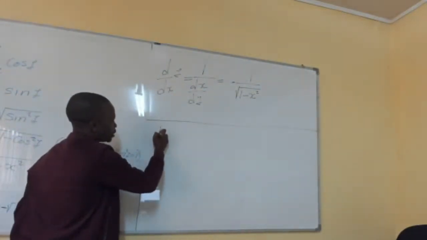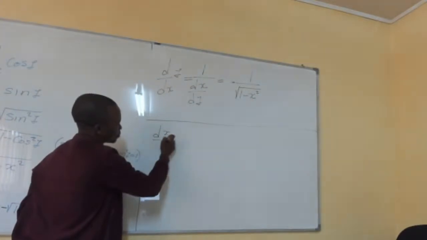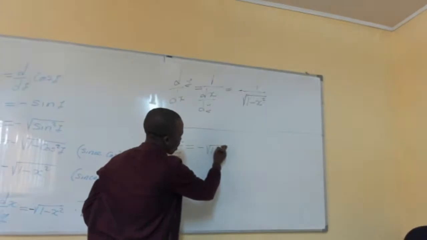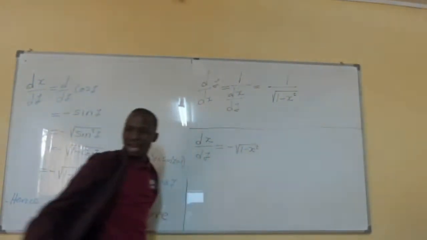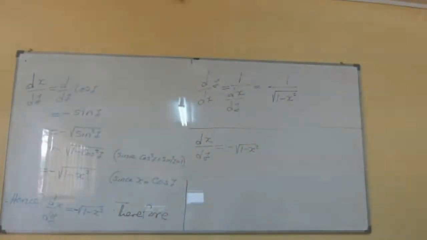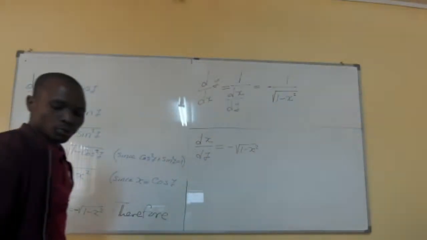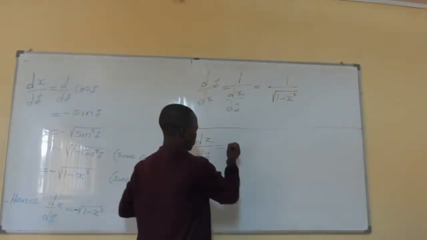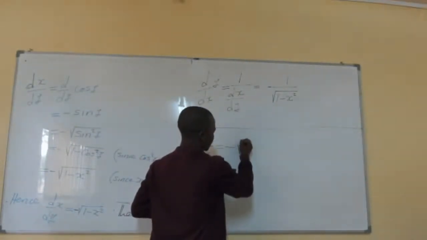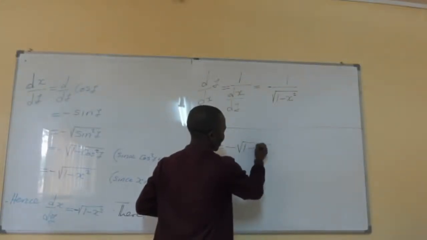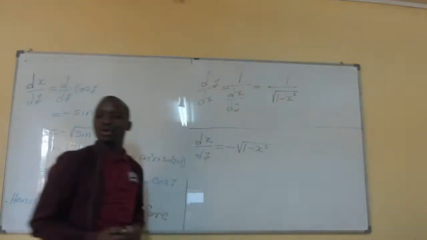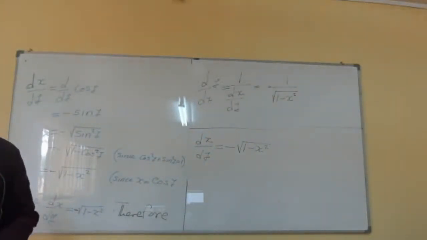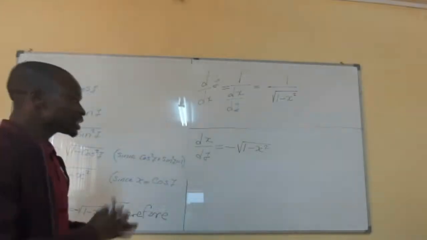We have dx/dy equal to negative square root of what? 1 minus x squared. I hope you're able to see. So this is what we have on the ground. This is an equation: minus the square root of 1 minus x squared. This is an equation that we have, isn't it?